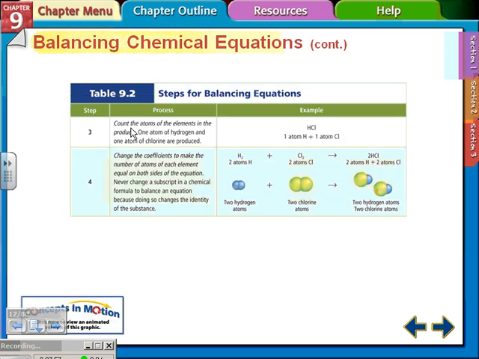Then step 3, we're going to count the atoms of the elements in the products. So over here on the products, we see that we have 2 atoms of hydrogen and 2 atoms of chlorine. And then step 4, you will change the coefficients to make the number of atoms of each element equal on both sides of the equation. You're never going to change a subscript in a chemical formula to balance an equation, because doing so changes the identity of the substance, as I had mentioned earlier.